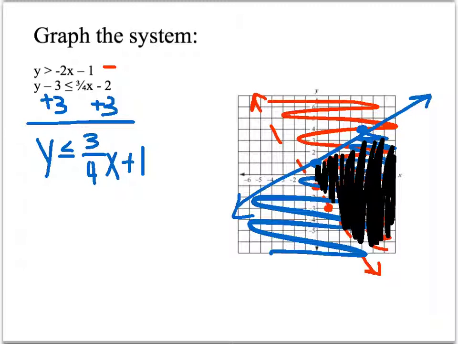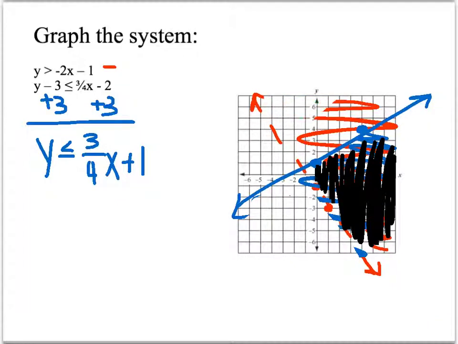So technically you could erase everything else, all of your other shading, but you don't need to unless you want to, as long as you have it specifically shaded, that bottom lower right side of the graph. As long as you have that shaded and I know that that's the answer you're looking for, that's all you need to do. You can erase if you want to, but you don't have to.